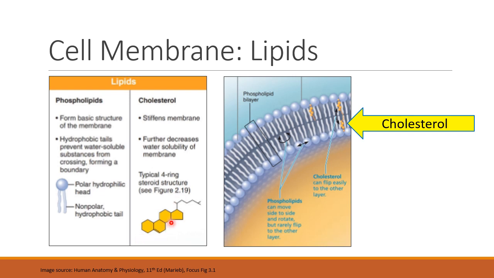So this cholesterol here, remember that's the little structure of a cholesterol molecule. What it does is it stiffens the membrane and reduces the water solubility. It helps keep things out of the cell that are supposed to stay out of the cell, and keep things inside of the cell that are supposed to stay inside of the cell. And that's the idea of adding that cholesterol to that phospholipid bilayer. And that's represented by these little tiny orange-like squiggly things in there.